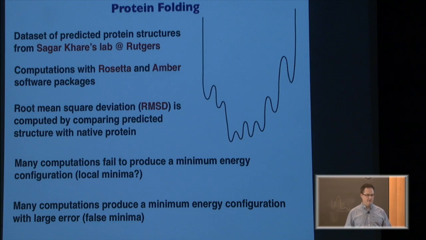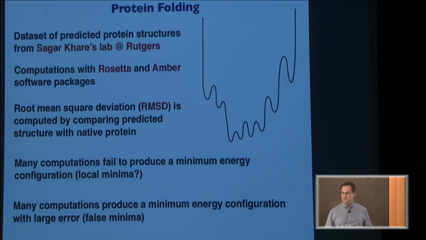When they do this, many of the computations produce a configuration where the minimum energy is not very small. This is probably because in your energy function there are lots of local minima. If your simulation gets stuck in some local minimum, then you're going to fail to produce a very low energy value, so the simulation stops at probably some local minimum. When you get this local minimum with a high energy value, you know from the value of the energy that you did not reach a minimum energy, so you know that's not the correct prediction.